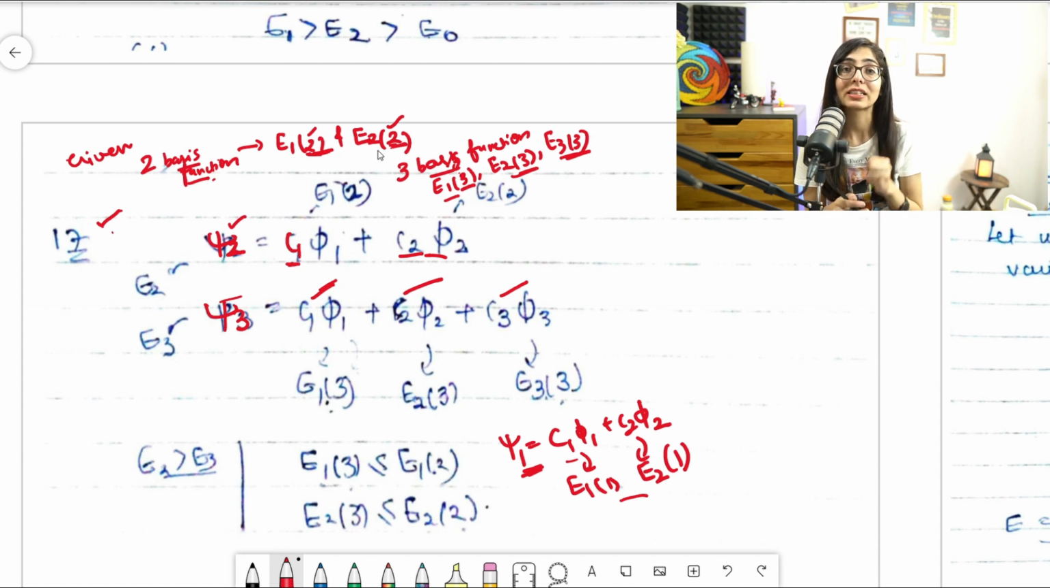Clear? I hope this thing is clear to you. If you have doubt, I know this is a little bit complicated, but you can ask me in the comment section if you have any doubt, or in the Telegram group.